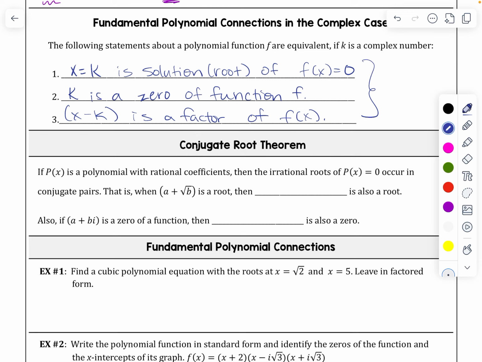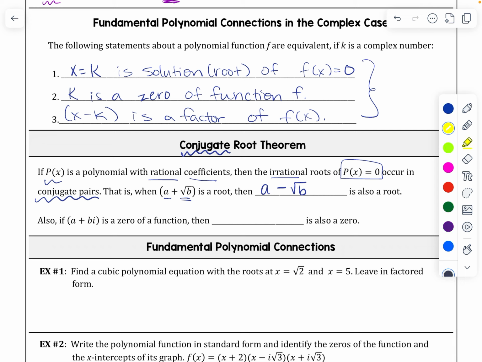The conjugate root theorem, so this should sound familiar to you. We talked about complex conjugates back in our prerequisite season before we started Unit 1, that if p of x is a polynomial with rational coefficients, then the irrational roots of p of x, where p of x equals 0, occur in conjugate pairs. Remember, that means any complex number happens with its conjugate pair. So that is when a plus root b is a root, then so is a minus root b.